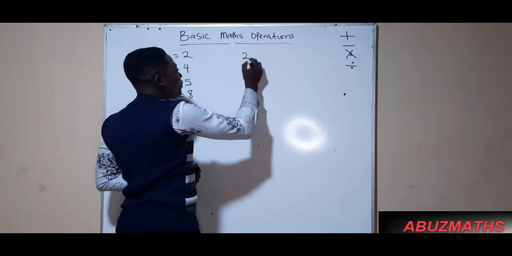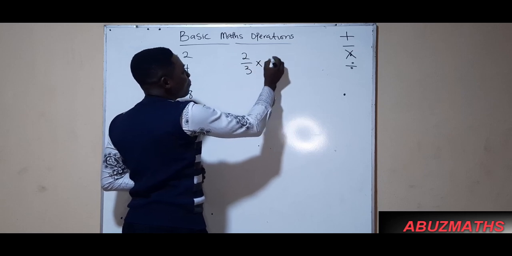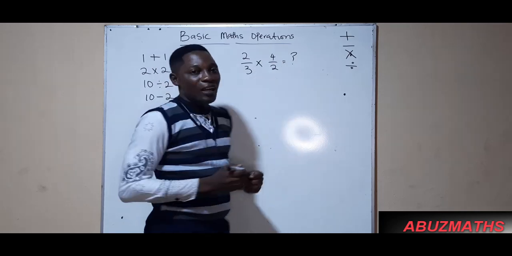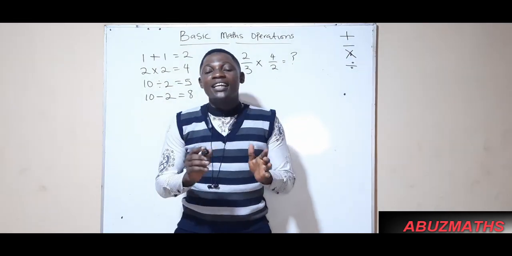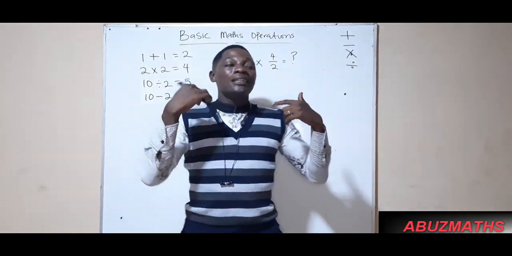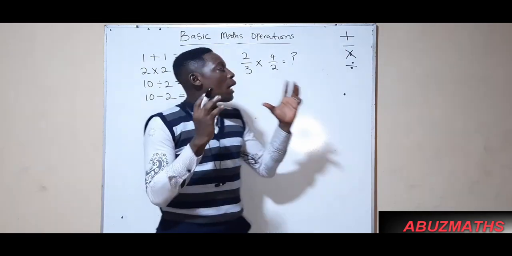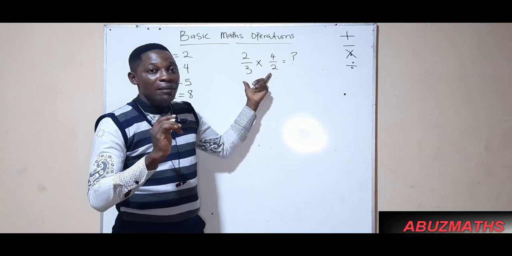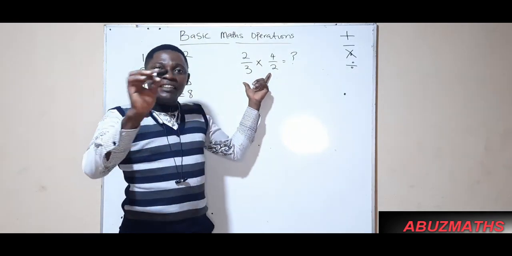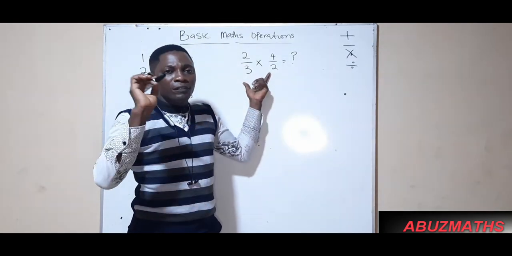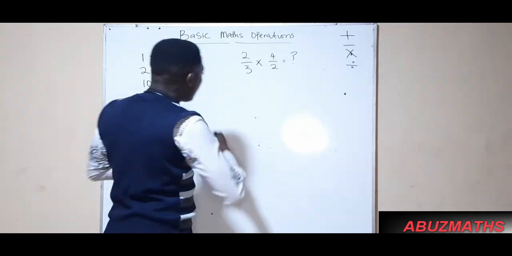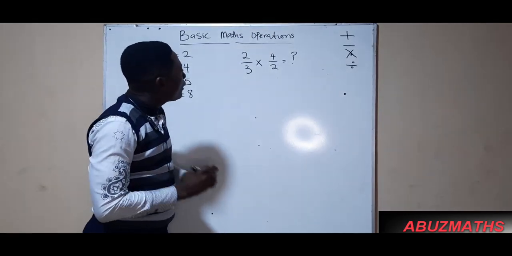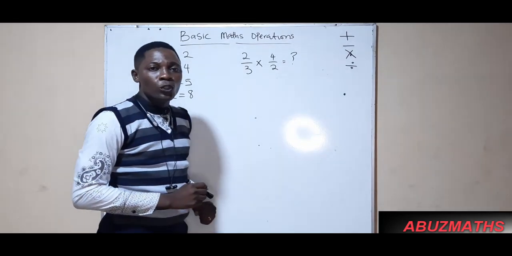For example, 2 over 3 multiplied by 4 over 2. Oh, here you have a question mark. So today, we'll be focusing on these operations when they are applied to fractions. So, without wasting much time, let's get into it. Now, the first example we'll be looking at is for the multiplication. So, we are going to be looking at this example, 2 over 3 multiplied by 4 over 2.